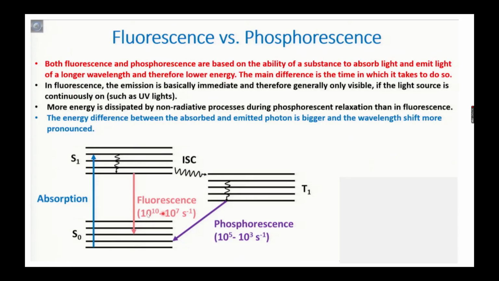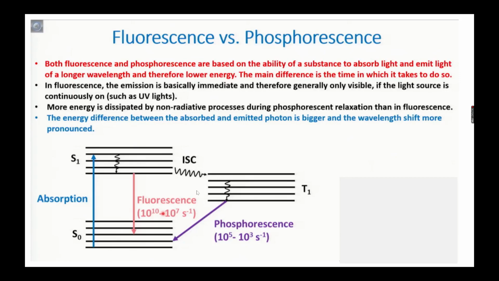Here the time scale is 10 to the power 10 to 10 to the power 7 per second, but this can be higher than this. So this is a slow process, which is phosphorescence, and fluorescence is a very quick process, because here the carrier comes by means of a state which is in between the ground state and the optical state. So the energy difference between the absorbed and the emitted photon is bigger and the wavelength shift more pronounced.